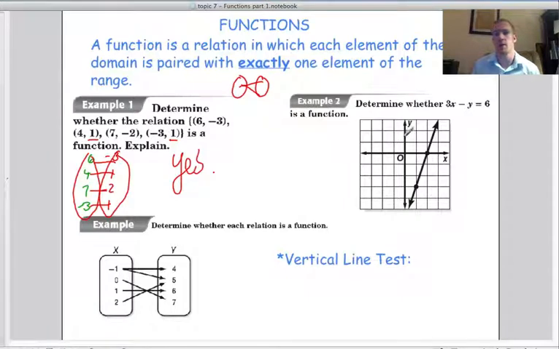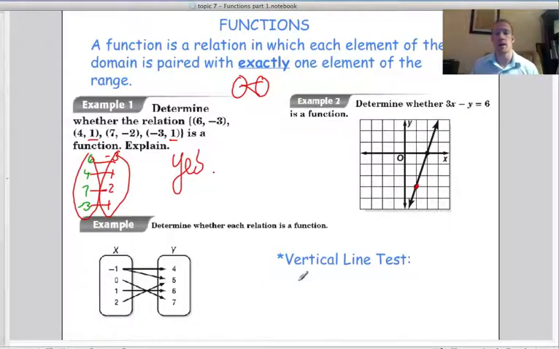Determine whether this is a function. Yes, it is a function because every input, the x's, has only one output, the y's. If this wasn't a function, we'd have to have an extra dot or something. So let's say x equals 1. There's a -3 and a 2. So x equals 1 would have two y's, and that would be illegal. That would not be a function.